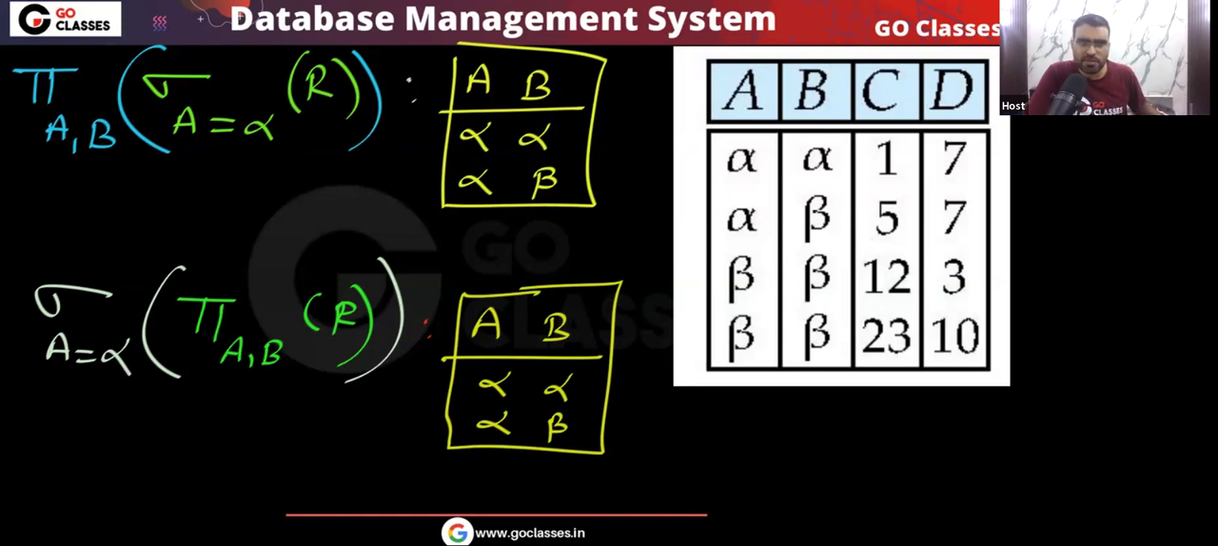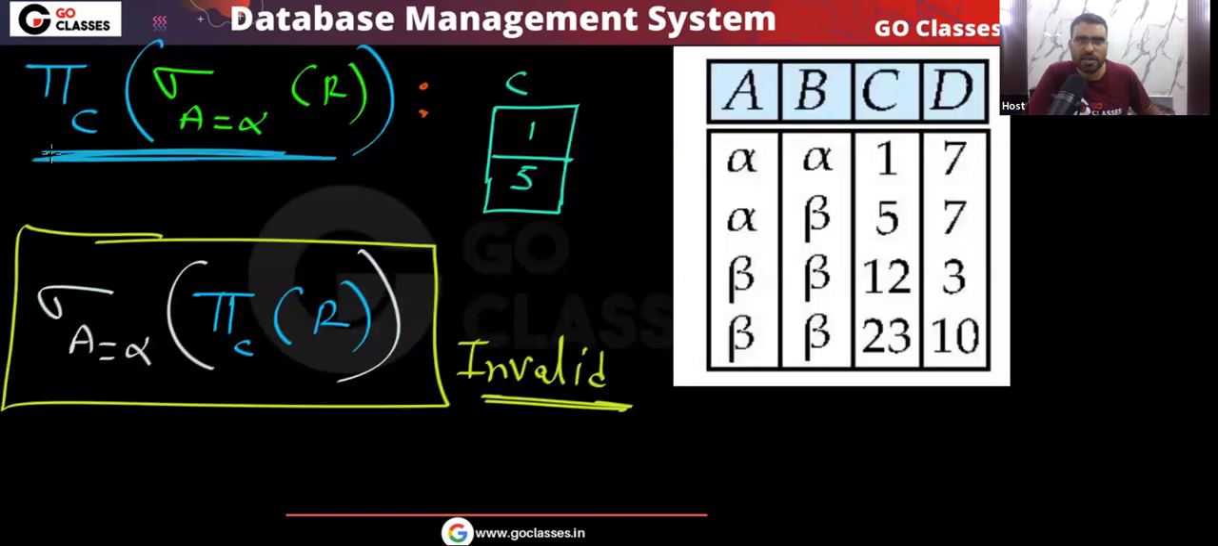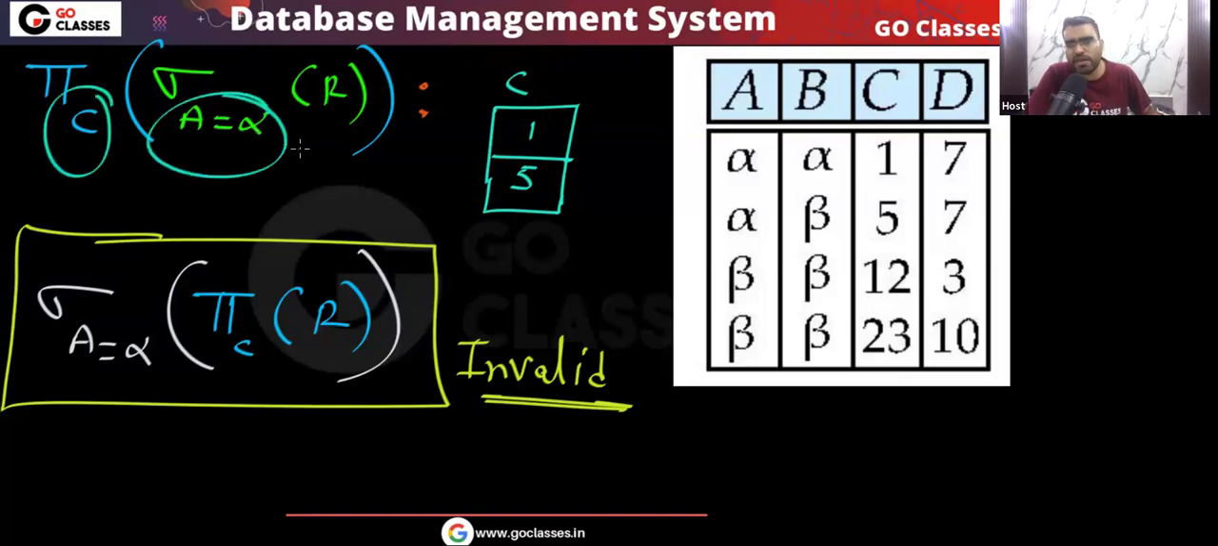But in the previous example, I cannot commute. Did you observe the difference between these examples? Here I cannot commute projection comma selection. Let me tell you the reason. The reason is that this selection condition is not on this attribute list. This attribute list is different, and the selection condition is on a different attribute. This is on attribute A, and this attribute list does not contain A.